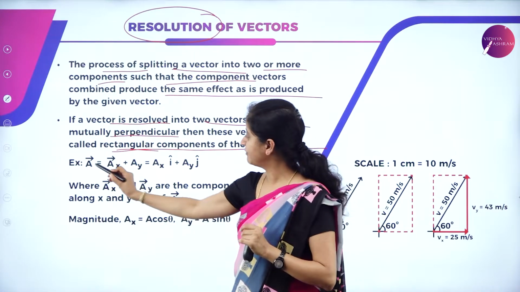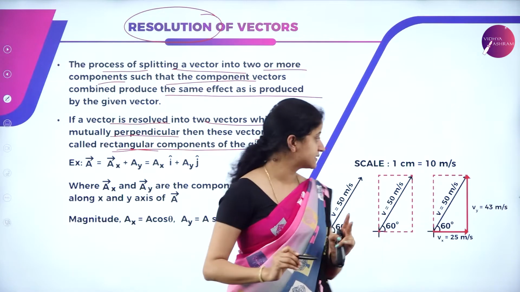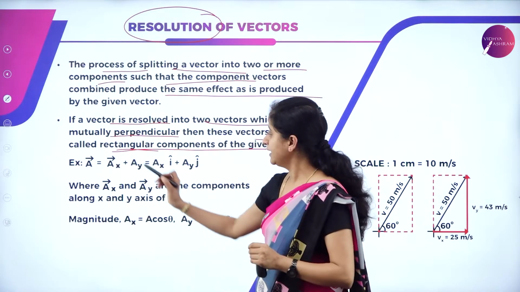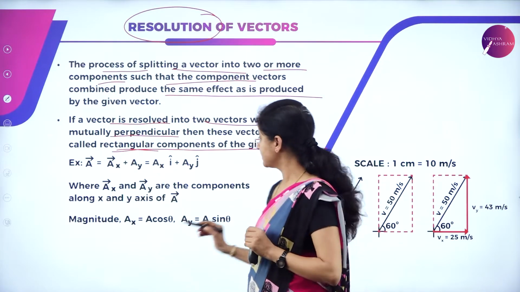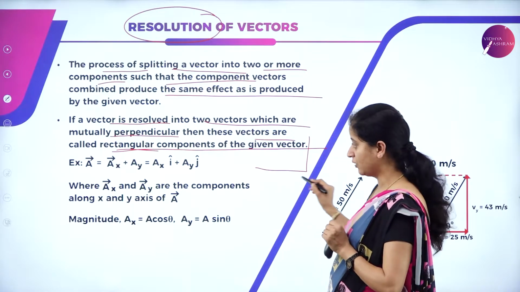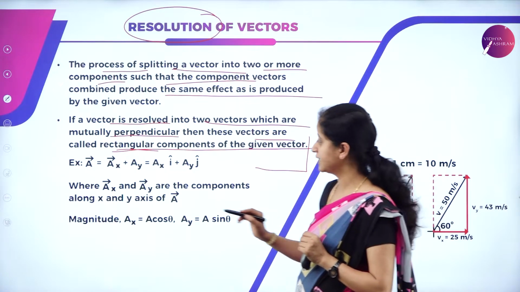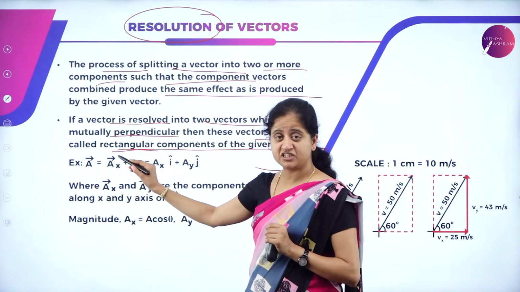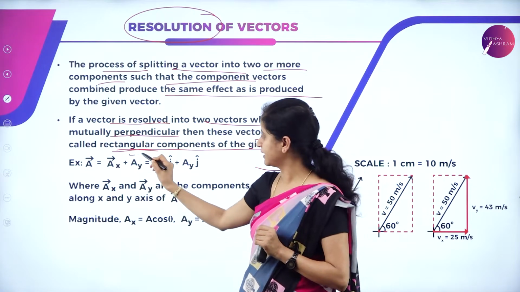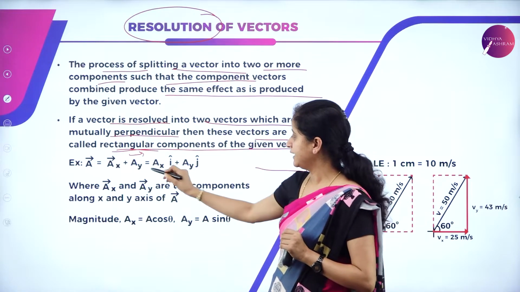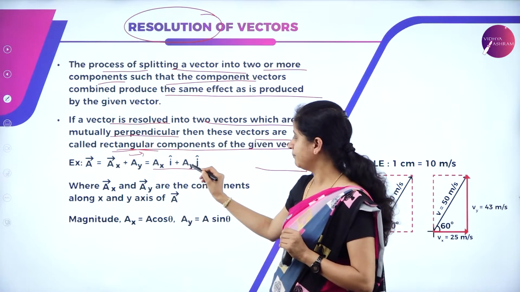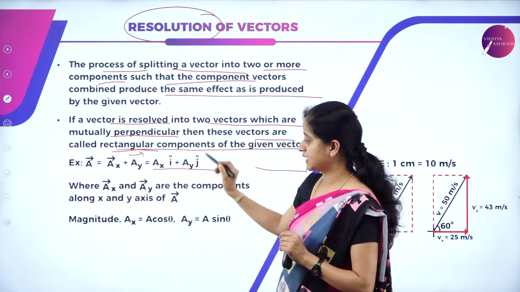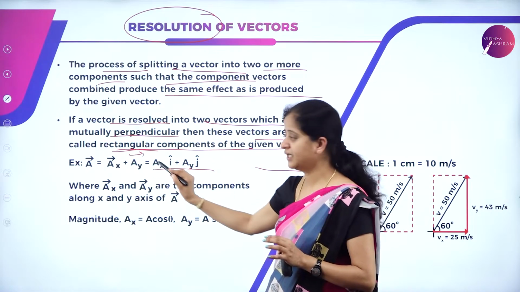Say for example, here vector A is split up into two vectors by rectangular components along the x-axis and y-axis. Here in the example, vector A is split into two vectors, A along the x-axis and vector A along the y-axis, and hence it is written as A with subscript x with arrow mark, which means vector A along the x-axis, and vector A along the y-axis, and it can be written as ax into i cap plus ay into j cap since it is a unit vector. So i cap and j cap represent the unit vectors along the x component and y component.